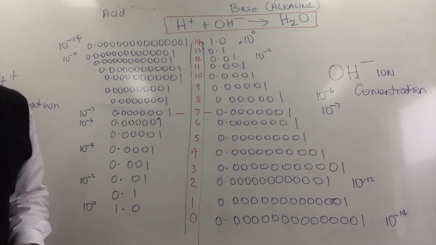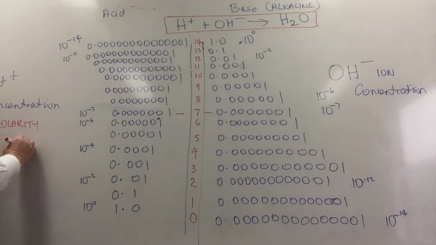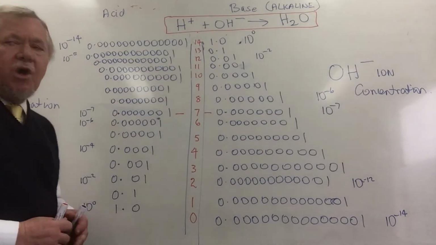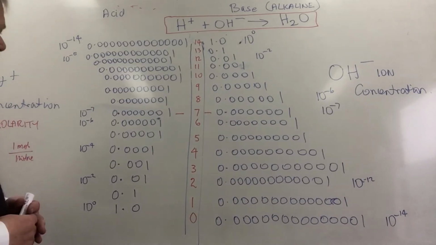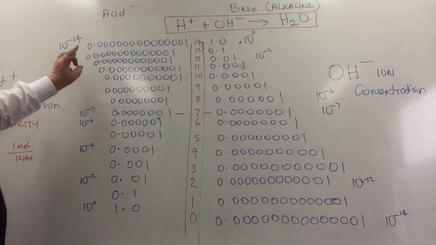Why is it 7? Because of the molarity, the concentration. Remember molarity, what's molarity? It's the number of moles in a volume. One molarity is 1 mole in 1 liter of water.